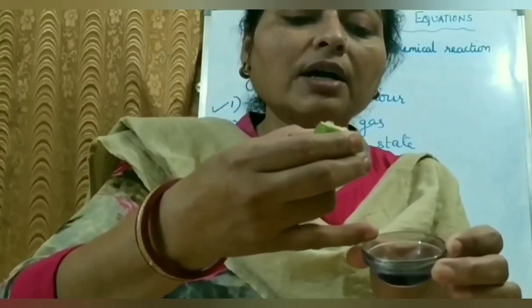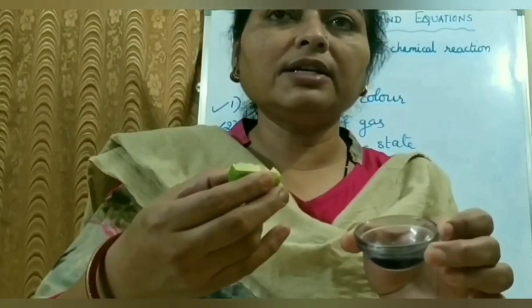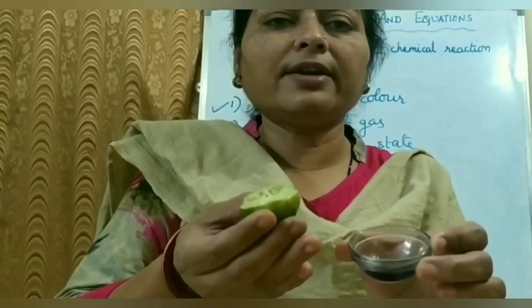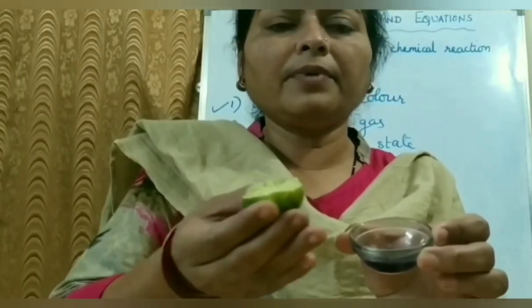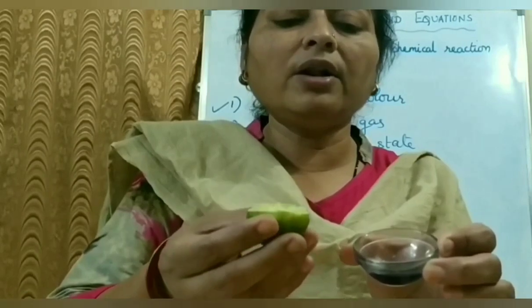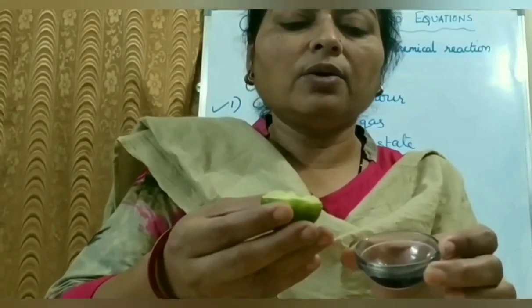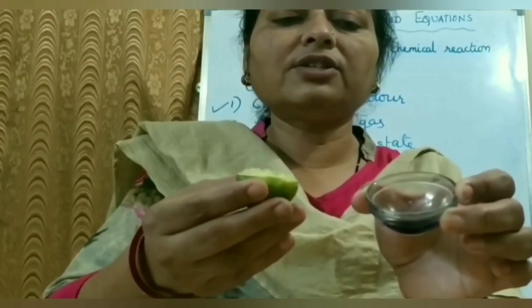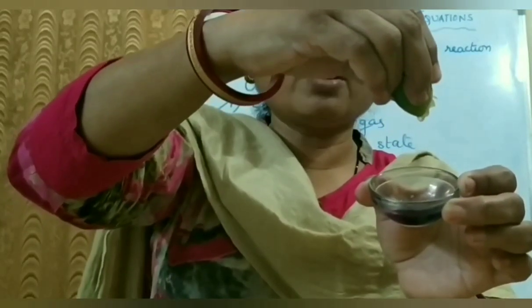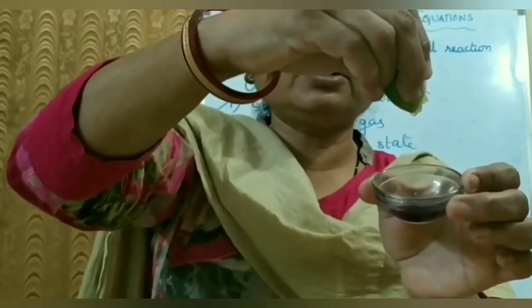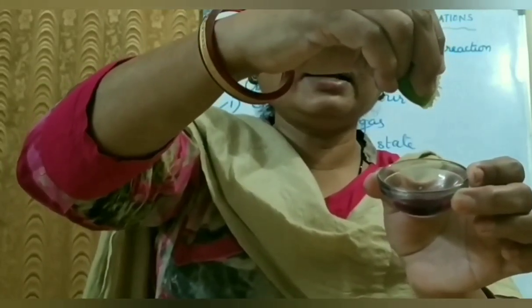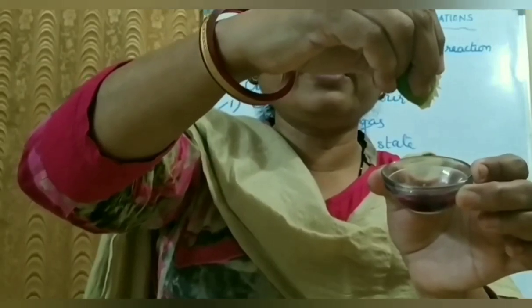You can see the original color of red cabbage is violet. I'll try to show you as much as it is possible, children. There may be some limitations of this recording, so you try to concentrate. So here I have a red cabbage extract which is violet in color, and I am now squeezing some drops of lemon into it. And as you can see, children, the violet color has now changed to red color.